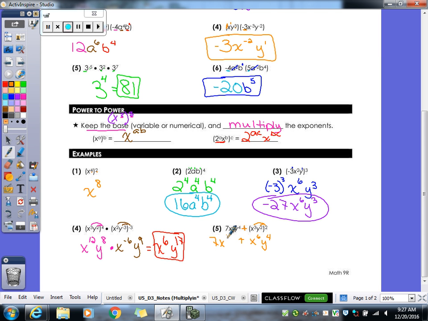So now do I have like terms? Yeah, I got x to the 6th in both of them, and I got y to the 4th in both of them. So we can actually add these together. So we did have to do 7 plus 1 gives us what? So 8x to the 6th, y to the 4th. You do not add your exponents when you're adding like terms.